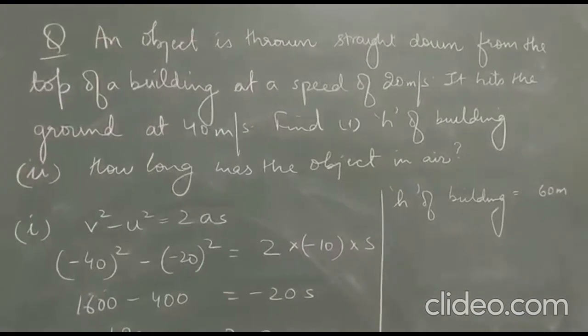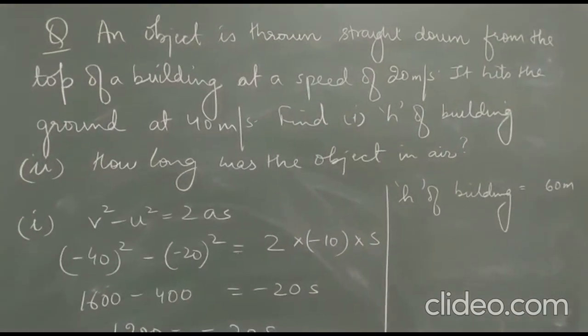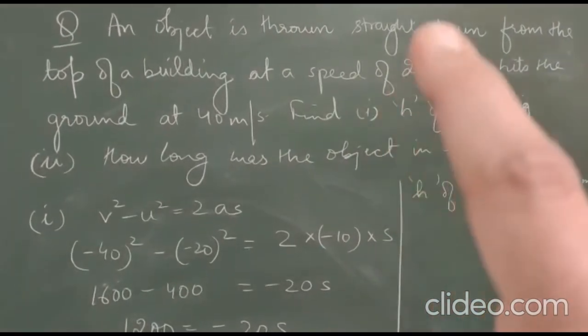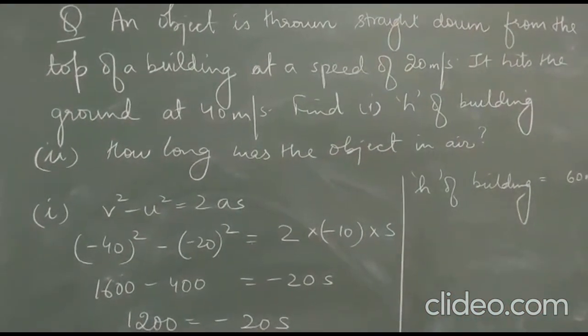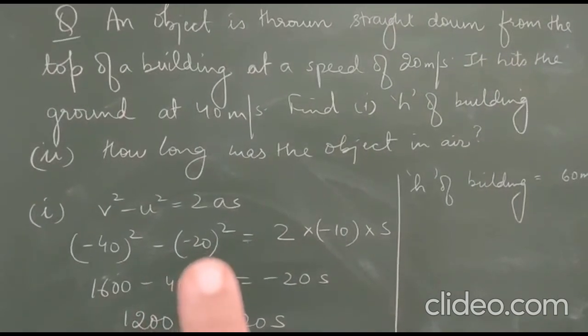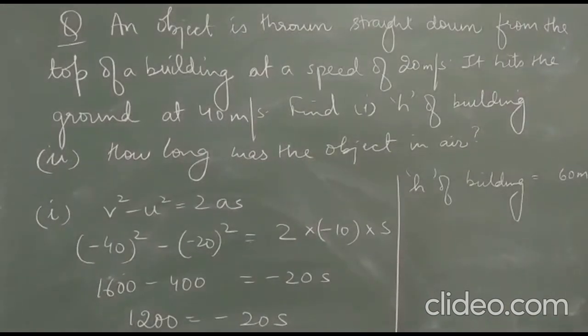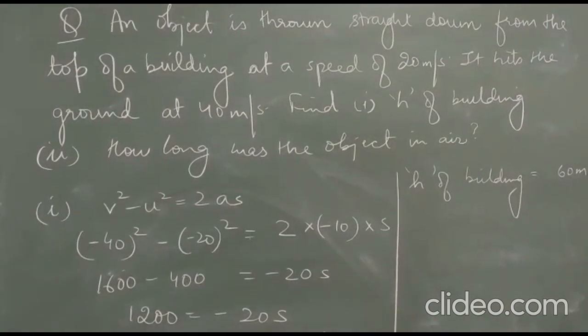It was given that the object is thrown straight down from the top of a building at 20 meter per second. So this time this is the initial velocity, the object has been thrown, it has not been dropped. So u this time is going to be 20. It hits the ground at 40, so this is v, given. You have to find the height of the building and how long the object was in air.